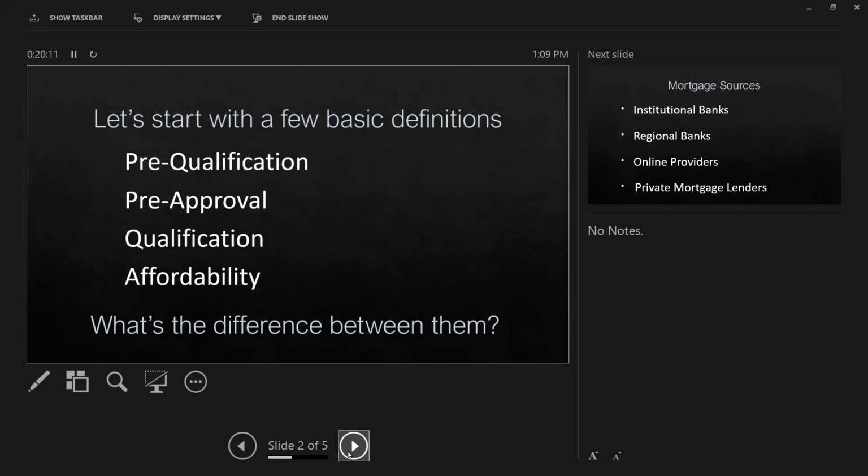But sticking with qualification and affordability, qualification is the actual measurement of one's buying power. Affordability is a measure of a buyer's comfort in terms of monthly spending on housing. So, budget. Correct. To be specific, either you have a buyer who qualifies for more than they're comfortable spending, or you have a buyer who is comfortable spending more than they're actually going to be able to qualify for.